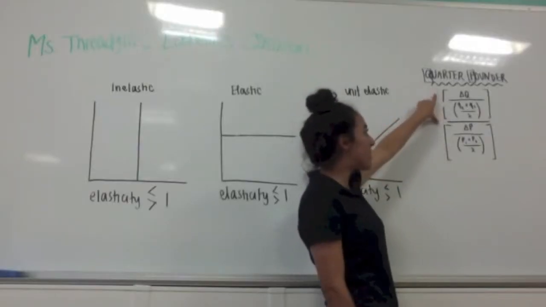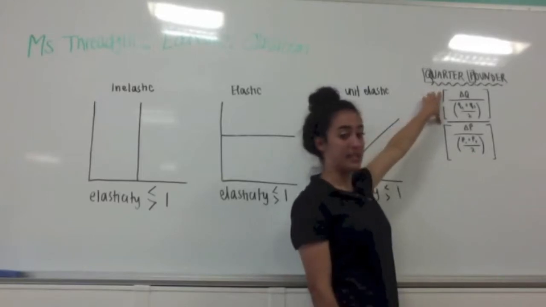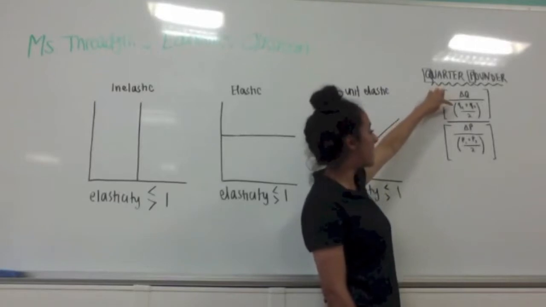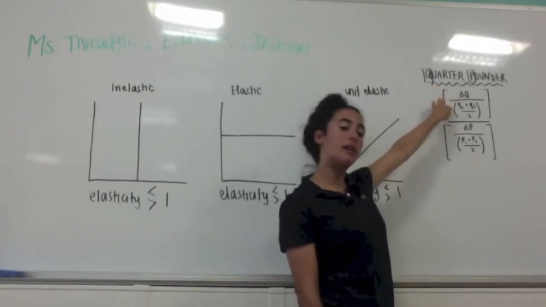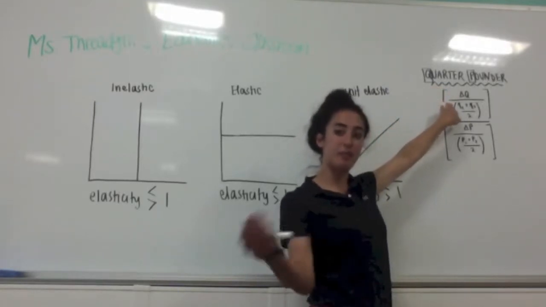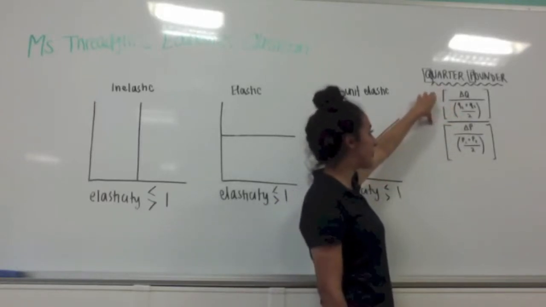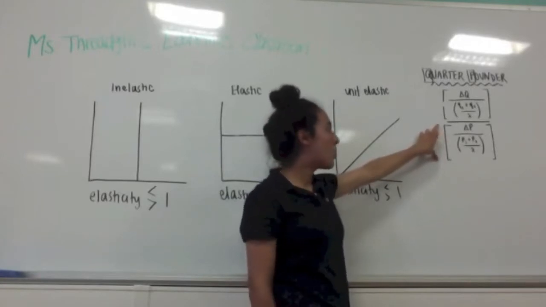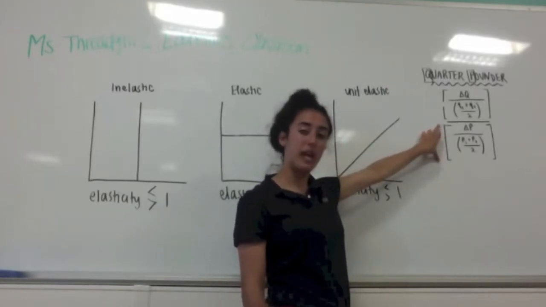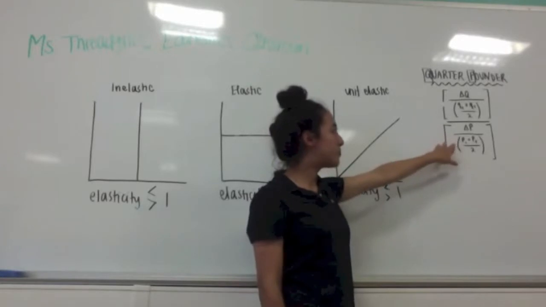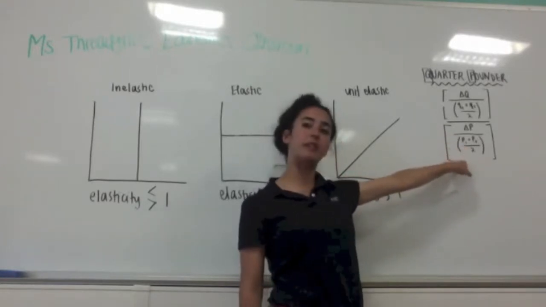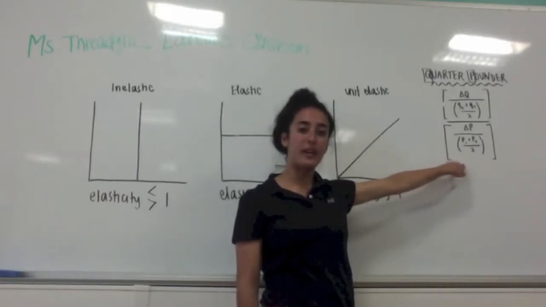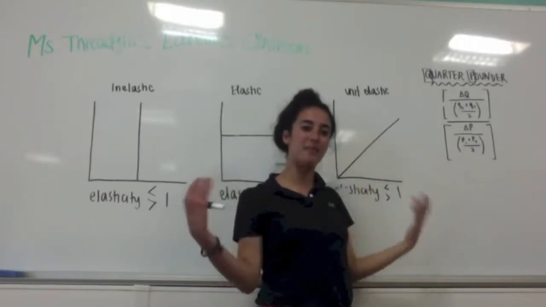In the numerator of the equation, we have the quantity. So we have the change in Q, which is our change in quantity, divided by quantity 1 plus quantity 2 divided by 2. So it's kind of like the midpoint. We take that numerator and we divide it by the denominator. In our denominator, we have change in P, which is the change in price, divided by price 1 plus price 2 divided by 2, which is the midpoint of the price. With that number, we can figure out the elasticity of any product.